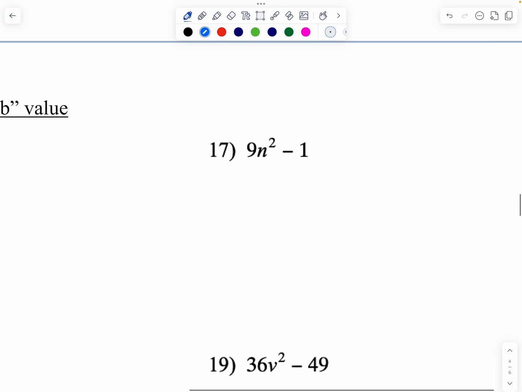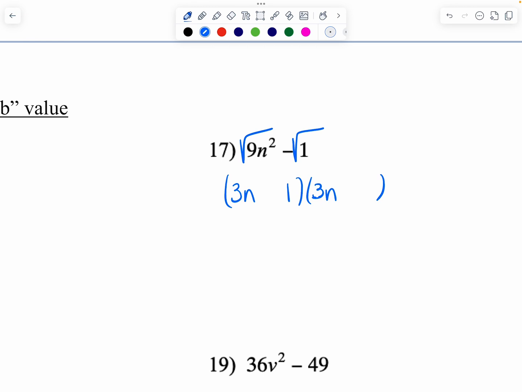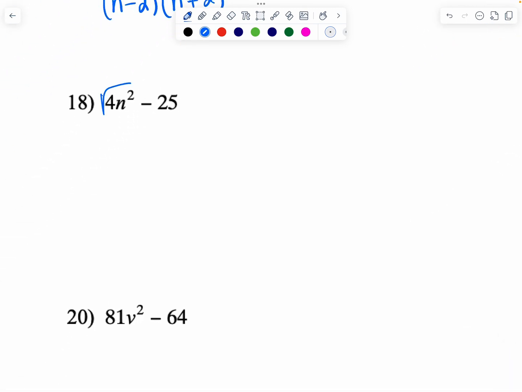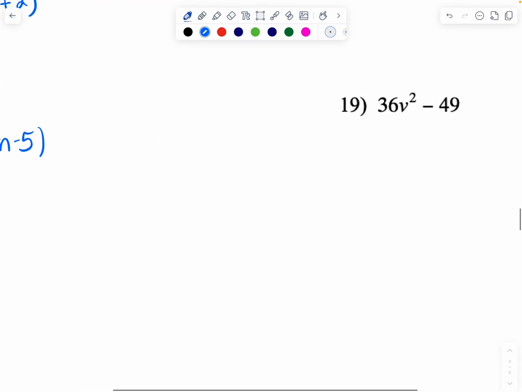So let's look at 17. Square root, square root. I'm going to open up two sets of parentheses. The square root of 9 is 3. The square root of n squared is n. The square root of 1 is 1. One plus, one minus. All right, number 18. Square root, two sets of parentheses. Square root of 4 is 2. Square root of n squared is n. The square root of 25 is 5. One plus, one minus. Pretty simple, right?